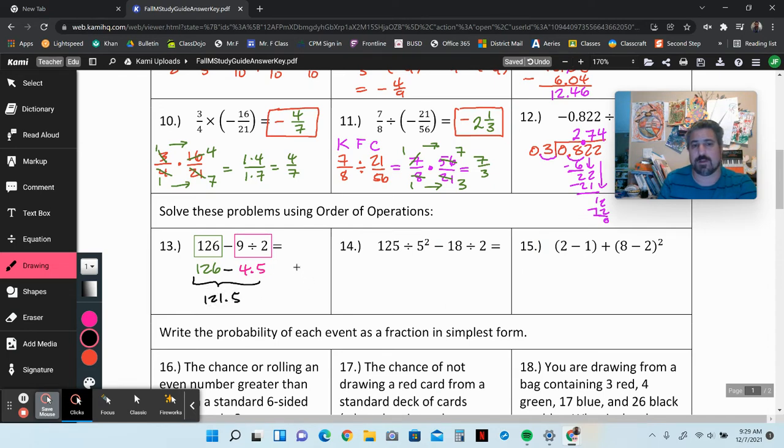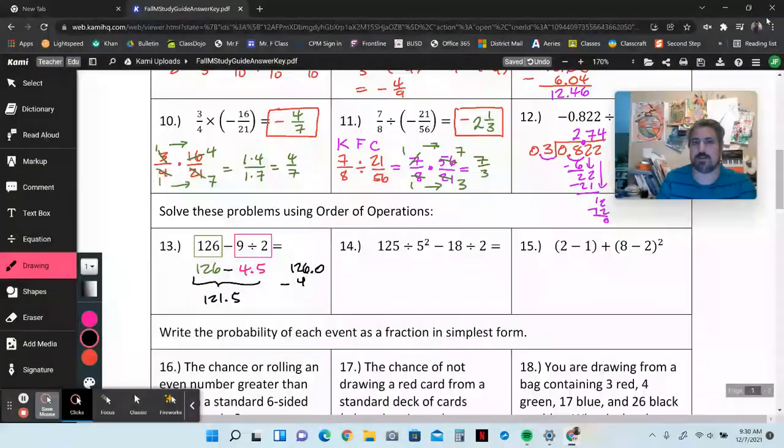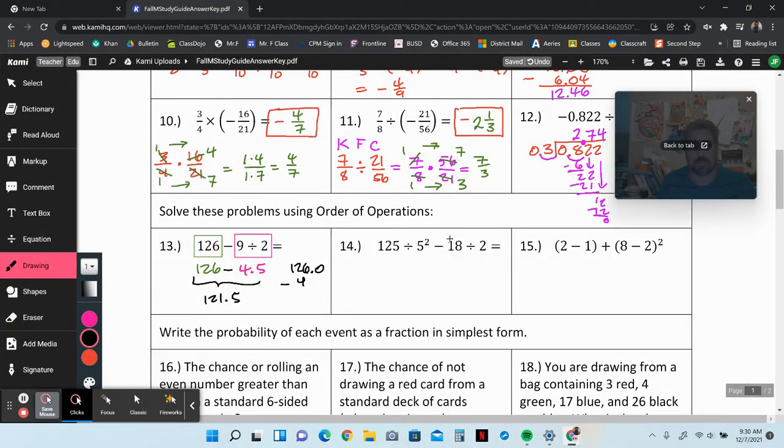Now, if you guys want to do it the long way, you draw it like this. You do 126.0, and you're taking away from that 4.5. Make sure you line up your decimals. All right, I'm going to line up your decimals here. There we go. So it'll be 4.5.